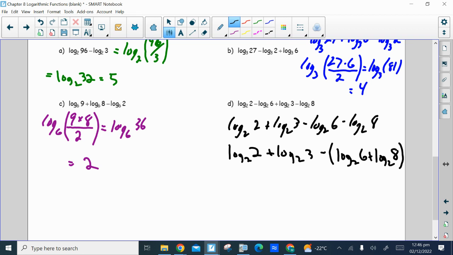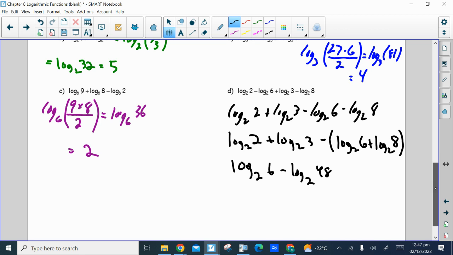So what we've done is correct, but what we've done then is we can combine the first 2 terms together, and now we can combine the last 2 terms together as well using product law. So it'll be the log base 2 of 2 times 3, which is 6. Let me write this. Minus log base 2 of 6 times 8, which is 48.